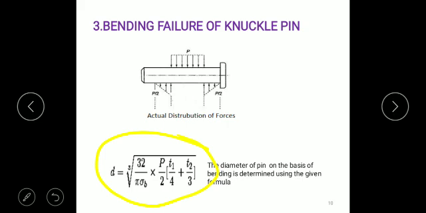So that is the designer's role: whether the pin fails due to shear failure or bending failure. You have to remember, if there is no clearance, then the pin fails due to shearing failure, or if there is a large clearance between the hole and the pin, then the pin may fail due to bending failure. If bending is the failure, this is the equation we can use to calculate d1, that is the diameter of the pin.